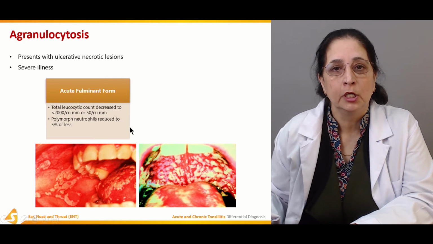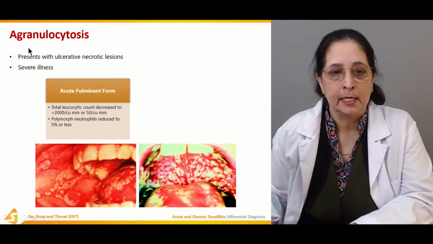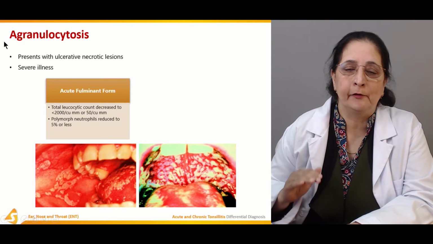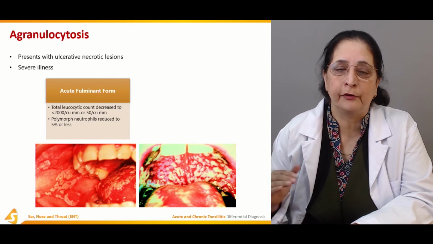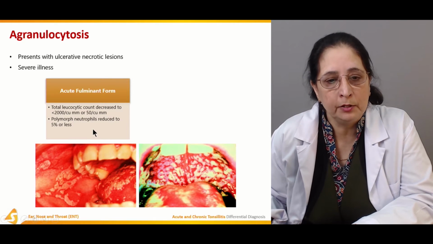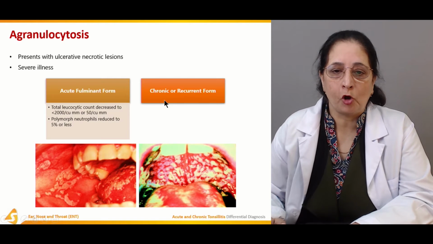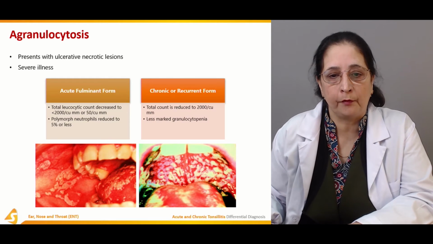So it's the acute fulminant form of agranulocytosis. A means absence, absence of granulocytes, which include polymorphonuclear neutrophils. Then another form is the chronic or recurrent form.